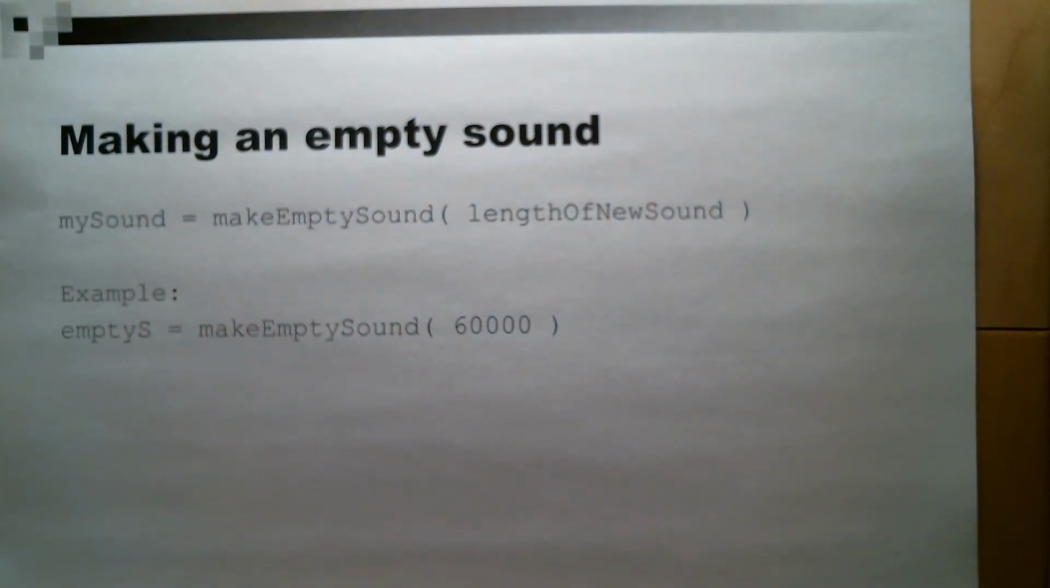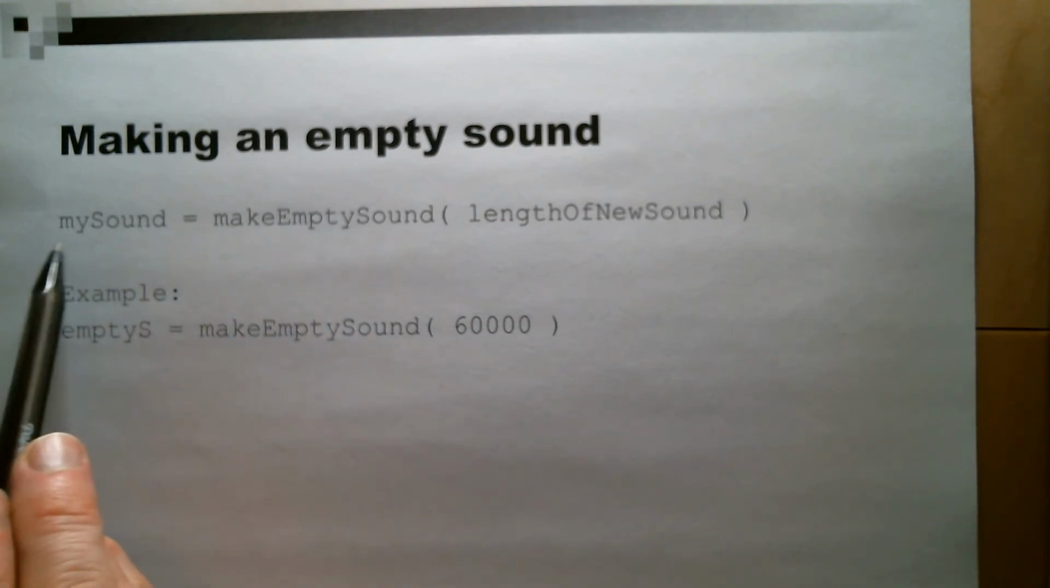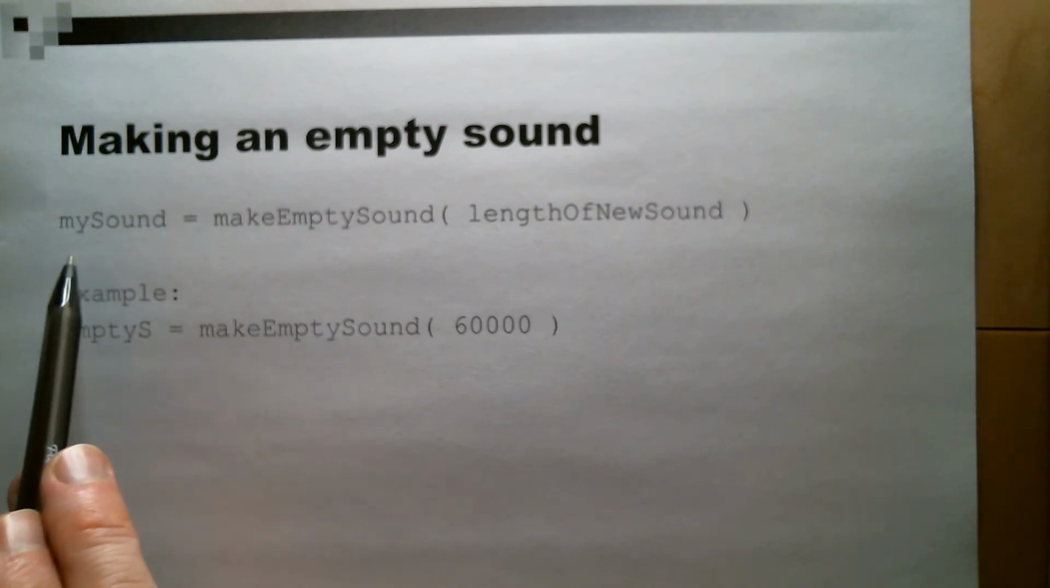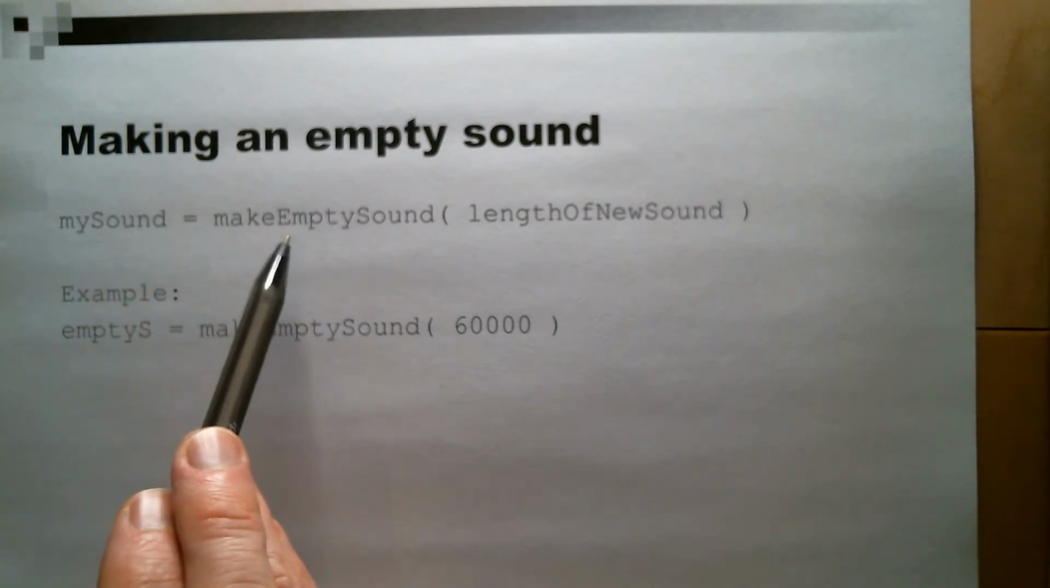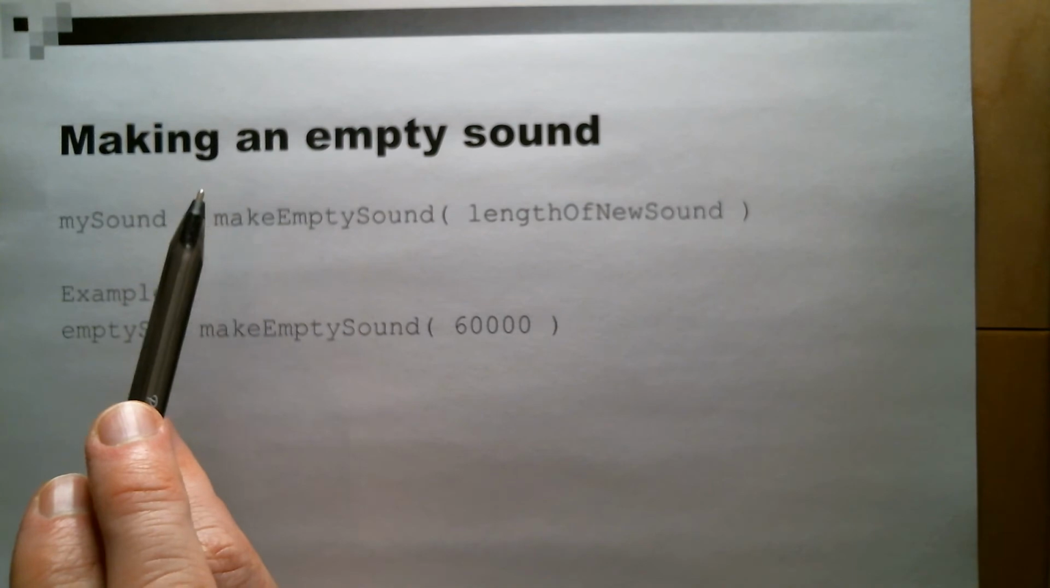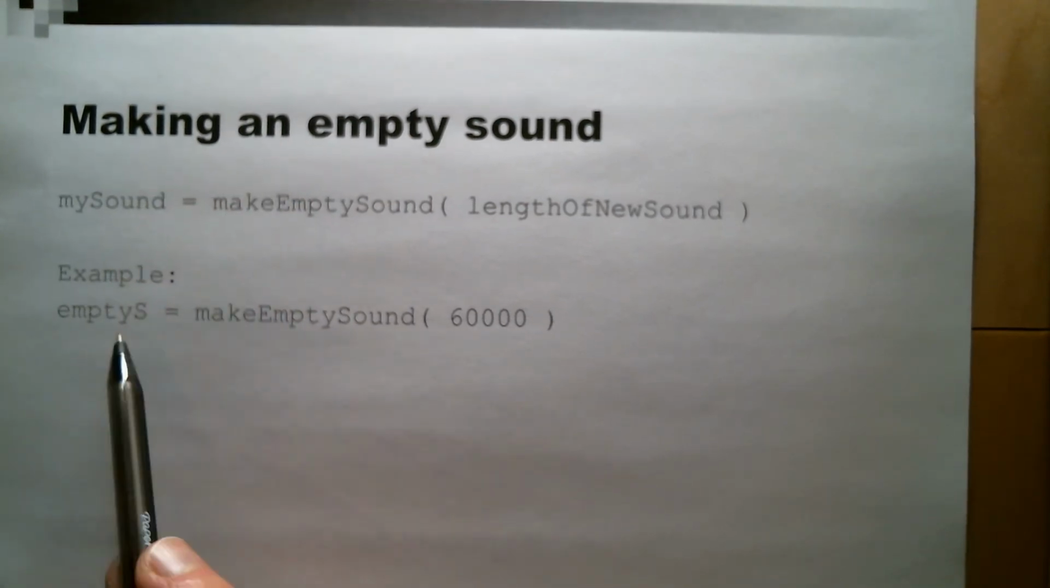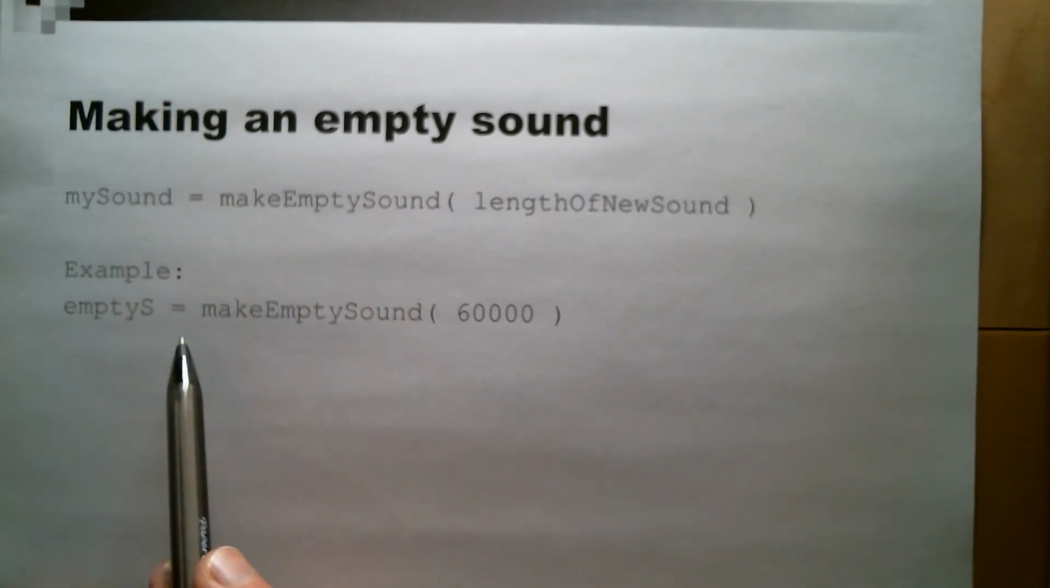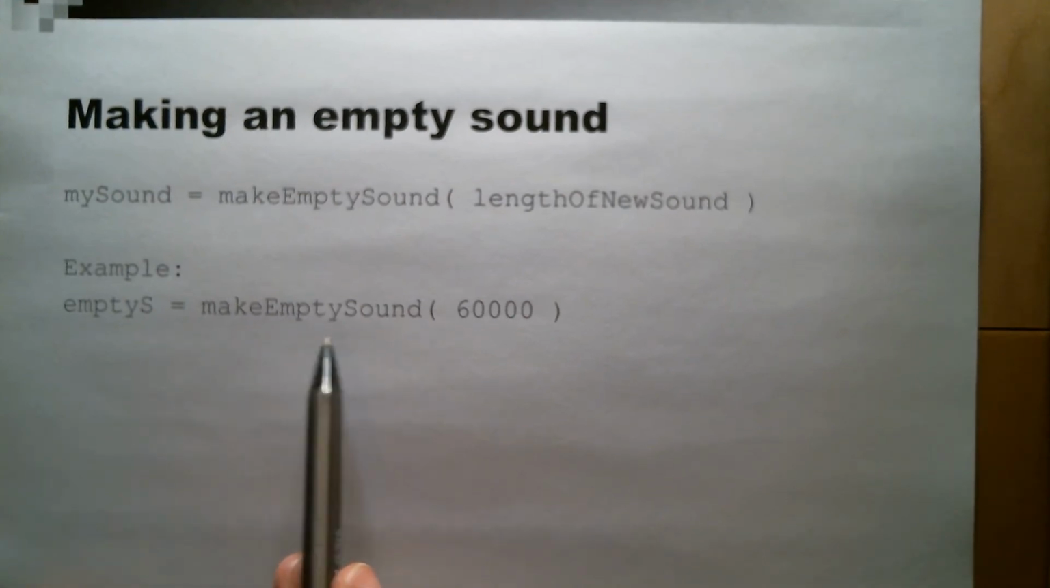So making an empty sound. All right. This is something that we're going to need to also know how to do. Kind of similar to making an empty picture. So again, hopefully all of this kind of looks or feels a little familiar to you. So it would just be something like my sound. Again, this is just your choice. It doesn't have to be my sound, but whatever name you give it equals make empty sound and then length of new sound. So an example, you could write something like empty S equals make empty sound 60,000.